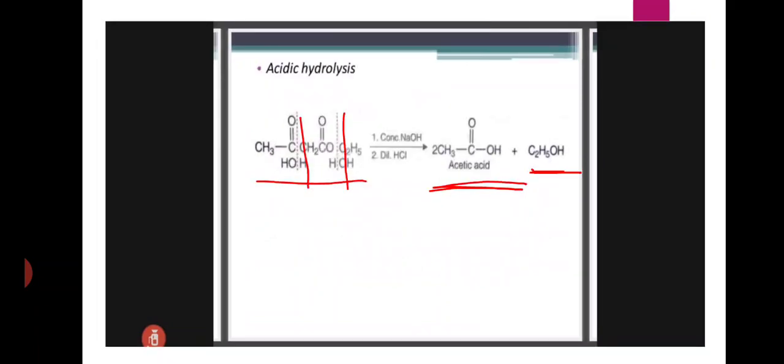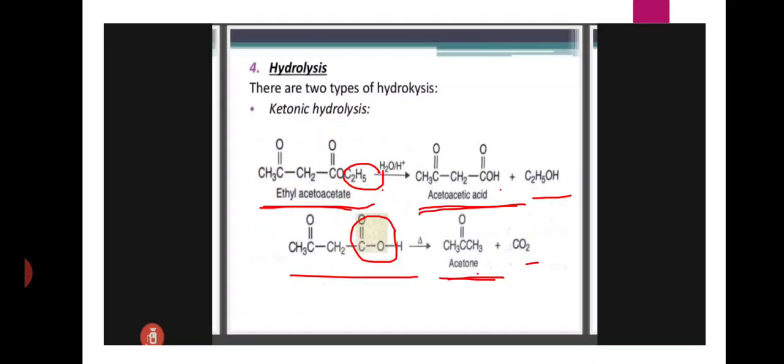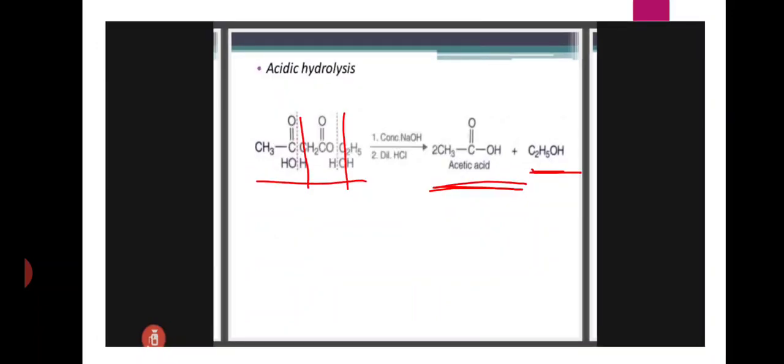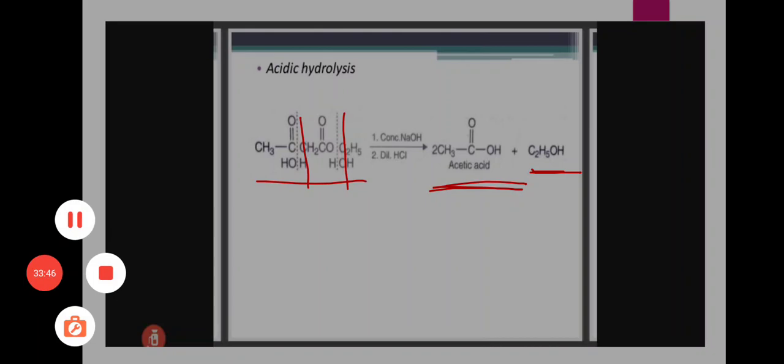Next is acidic hydrolysis. Ethyl acetoacetate undergoes hydrolysis in the presence of base and dilute acids, and forms 2 moles of acetic acid. 2 moles of acetic acid are formed and ethyl alcohol is eliminated, so it is called acidic hydrolysis.